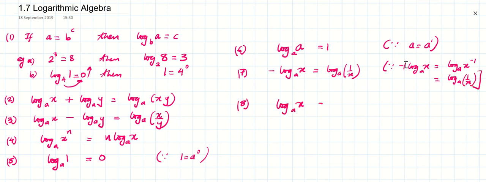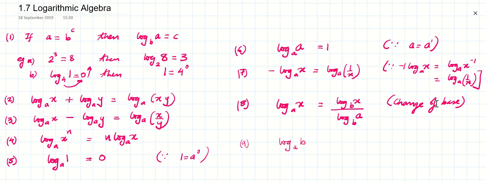Log of x to the base a is equal to log x to some base b upon log a to some base b. This is your change of base theorem. So if you have log of x to some base, you can write log x upon log a, and you can put the same base. You can split this into log x upon log a, but you need to put the same base here and here. That's your change of base theorem. Very, very useful. Log of b to the base a can be written as 1 over log of a to the base b.